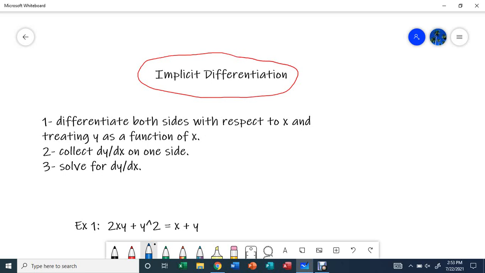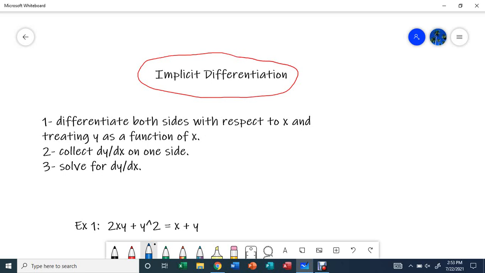And this method has 3 steps. The first step is differentiate both sides of the equation with respect to x and treat y as a function of x. Step 2, collect dy over dx or f prime on one side and then solve for dy dx or f prime. So let's apply these 3 steps in these concrete examples.